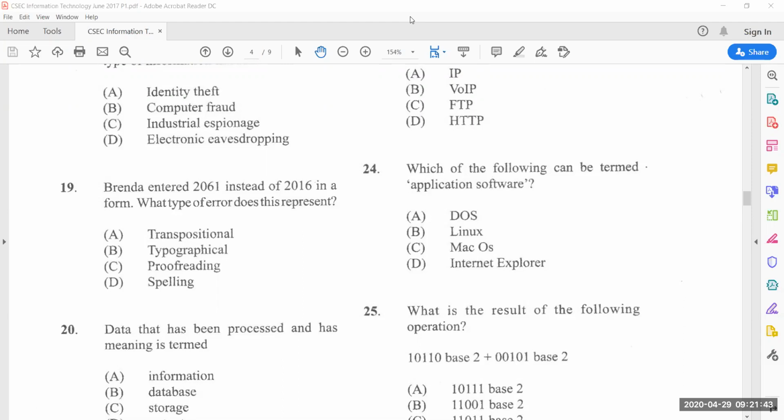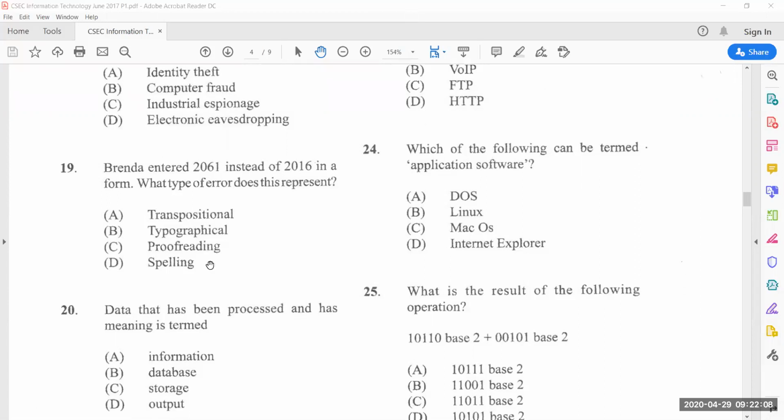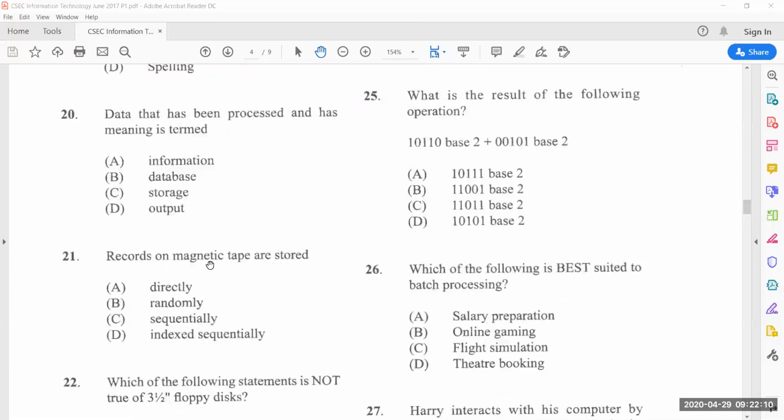Now, a data entry error such as a transpositional error would occur when the operator enters data using a keyboard and mixes up digits or numbers. In this case, they mixed up the last two digits. Instead of typing 16, they typed in 61. So this one is a transpositional error. Okay, moving on to 20.